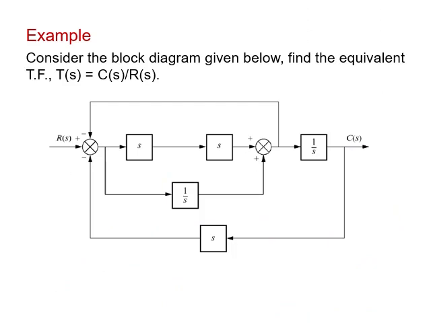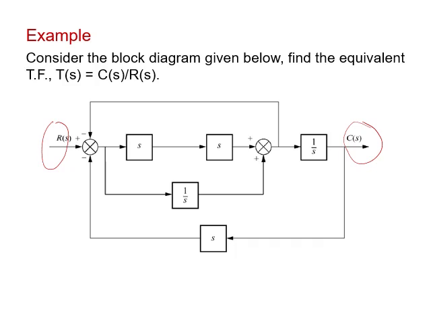Another example on block diagram reduction, but here he is putting a value for each transfer function, so that we can simplify it. We have a chance to deal with it mathematically. He's saying find the transfer function C over R, C(s) over R(s), the output over the input. I want the transfer function, which means we need to reduce the system to one block.